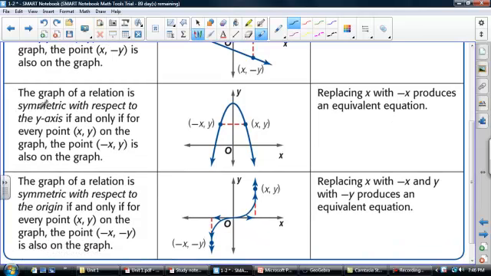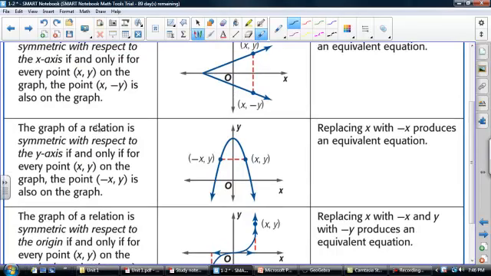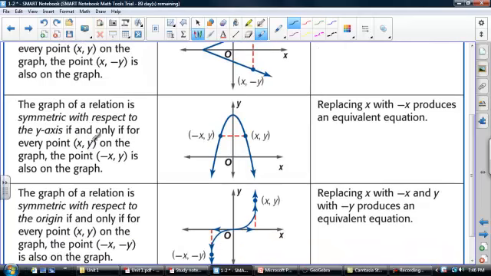Now, if the graph of a relation is symmetric with respect to the y-axis, then instead of having x, y and x, -y like up here, this time we have x, y and -x, y. And when we see that in the picture, it kind of makes sense. It's going to be equal distance from the y-axis in both directions. We get this if we replace x with -x, and we'll get the same exact equation after we clean it up and simplify it.